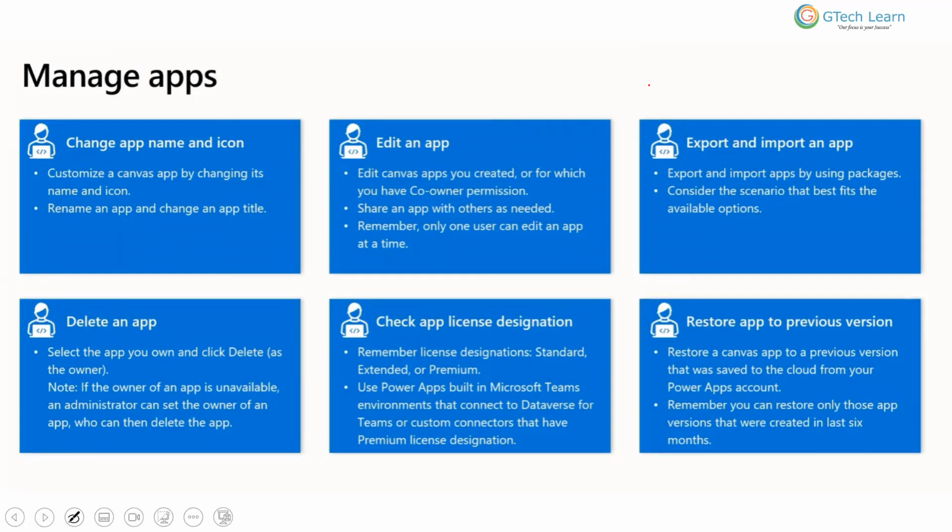The first thing is that we can change the app name as well as the icon. We can edit the app. We can provide co-owner permission to the respective user whom I want to allow to make changes inside my app itself. We can also export and import the application from there. We can delete an app if it's not required now. We can also check the app license, whether this app has the proper license available or not, and accordingly from which location the data is coming. We can also restore my app to the previous version.